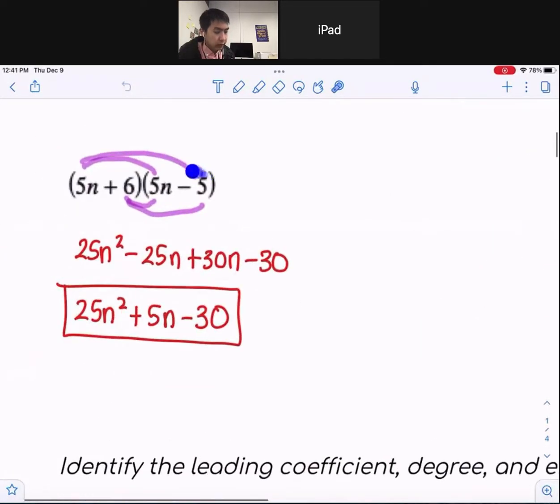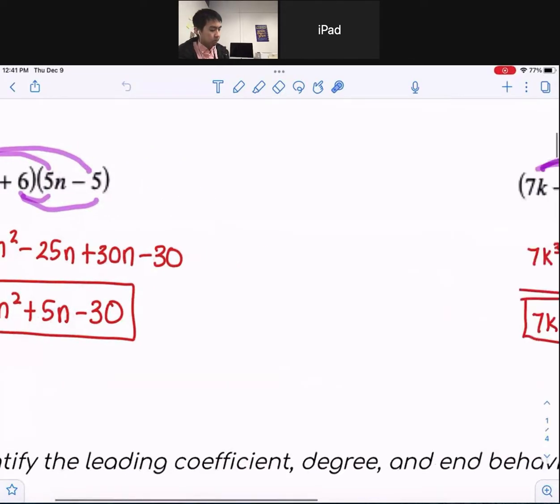This one, these are multiplying together, you guys. You have to do a double distribution. So we have 5n times 5n for 25n squared. 5n times negative 5, negative 25n. 6 times 5n, 30n. And 6 times negative 5, negative 30. And then combine these two like terms. So negative 25 plus 30 is 5n, and everything else you just drop down.